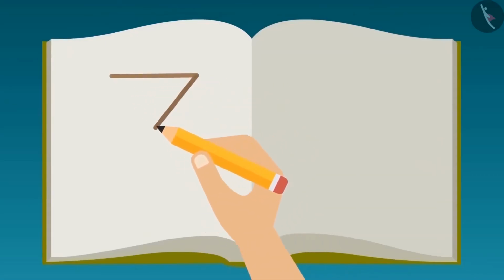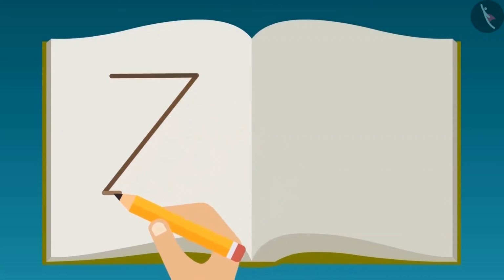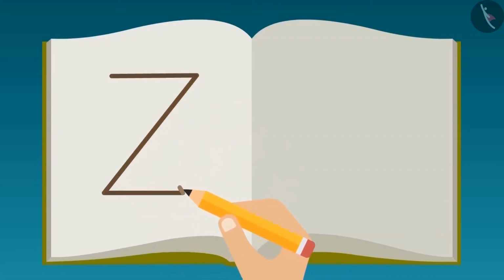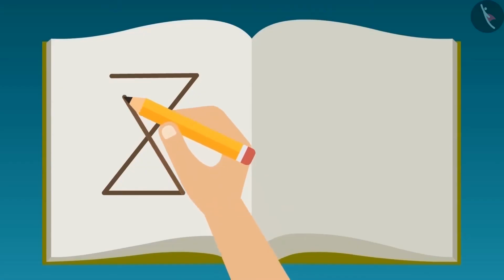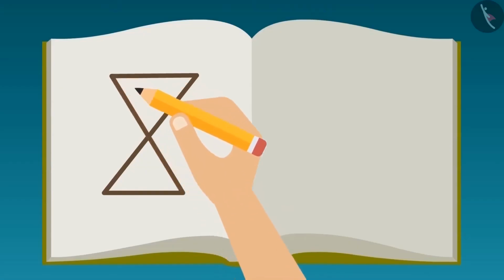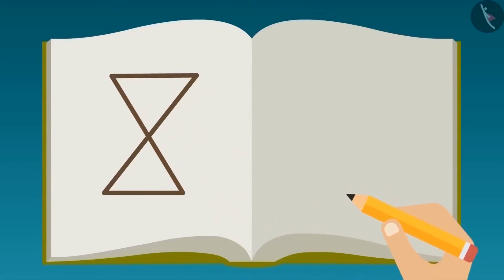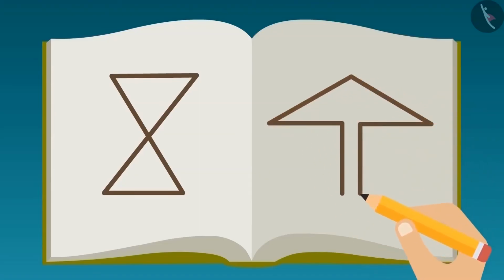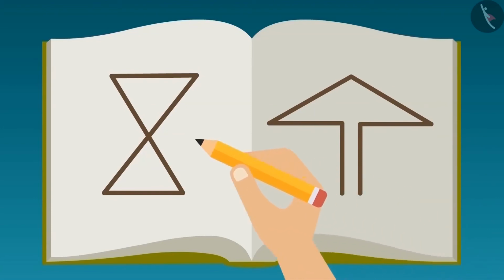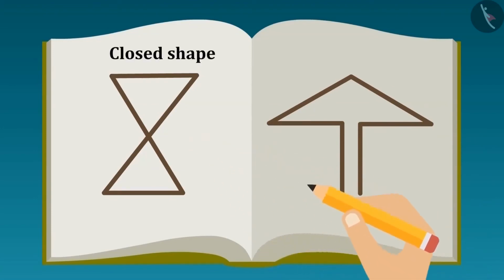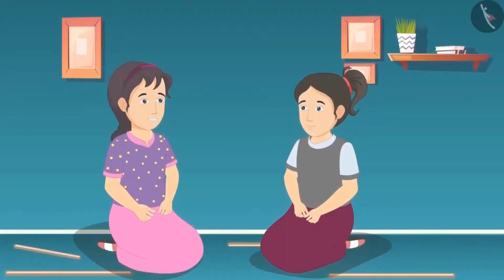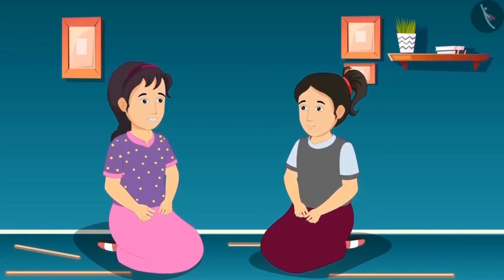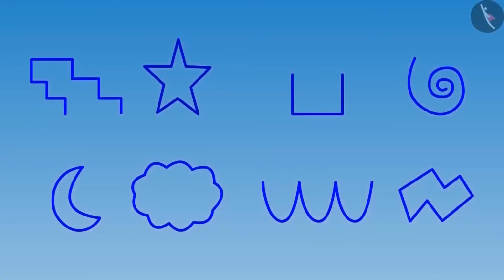Look, Riva, if I draw this shape on paper, then this shape ends exactly where I began to draw it. But if I draw this shape, then the point where I am beginning to draw it is different from the point where I am ending it. That's why it is a closed shape and this is an open shape. Really? I never thought about this, sister.